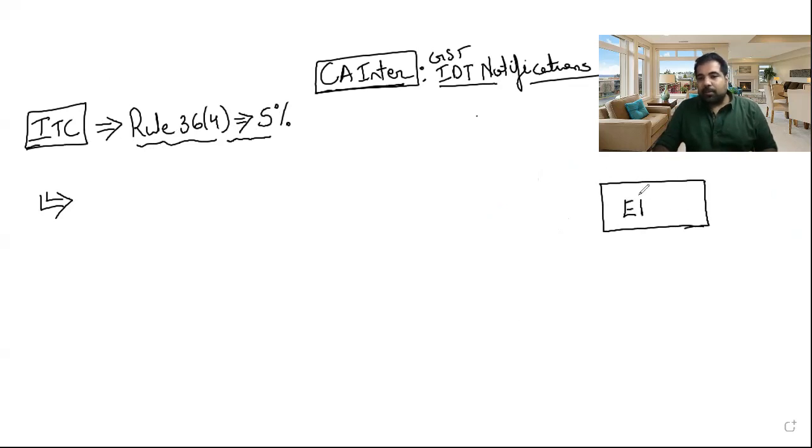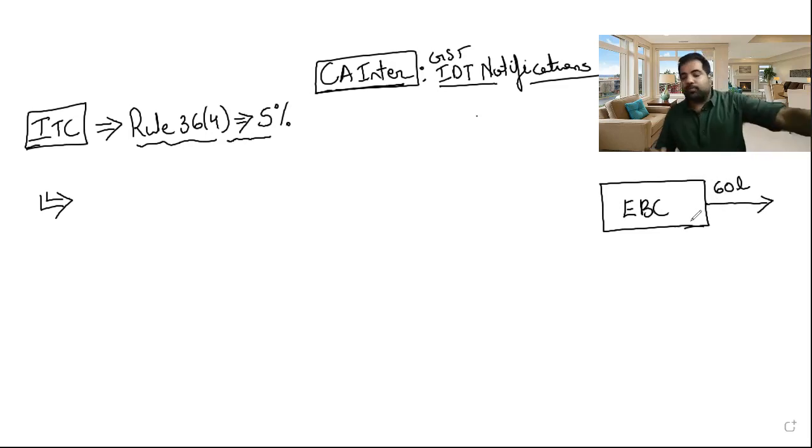This is the electric bike company, and congratulate them. This month they've sold bikes worth 60 lakh rupees. So their outward supply is 60 lakh rupees. On that, around 18% of 60 lakhs. So 60 lakh into 18%. So 10 lakh 80,000 is the GST liability. So they need to pay 10 lakh 80,000 to the government.